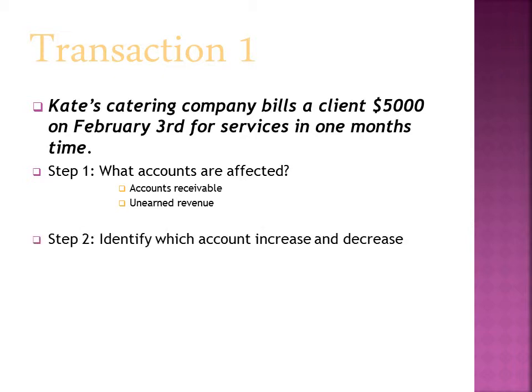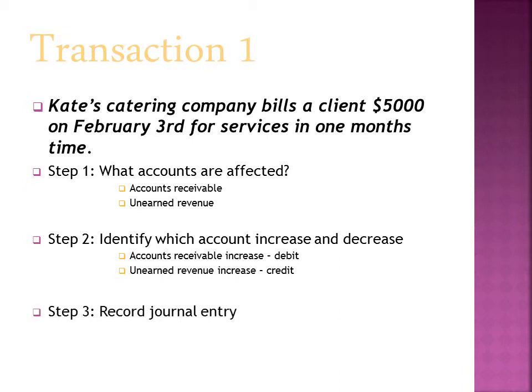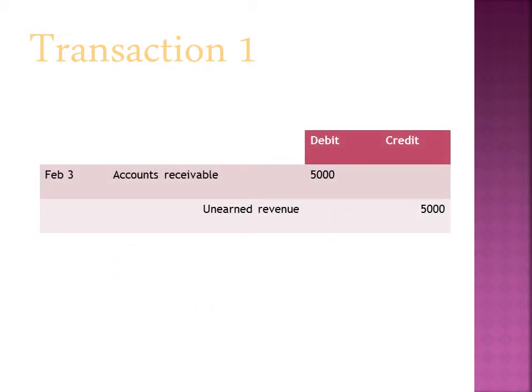So the second step is to identify which accounts increase and decrease. Accounts receivable increases, so we put it on the debit side. Likewise, for unearned revenue, it also increased, and so we credit it. And lastly, it's recording the journal entry. And this is what it should look like. We have the date on the left, account name, and the amounts that we debit and credit. Notice that the credit has been indented like I mentioned before.